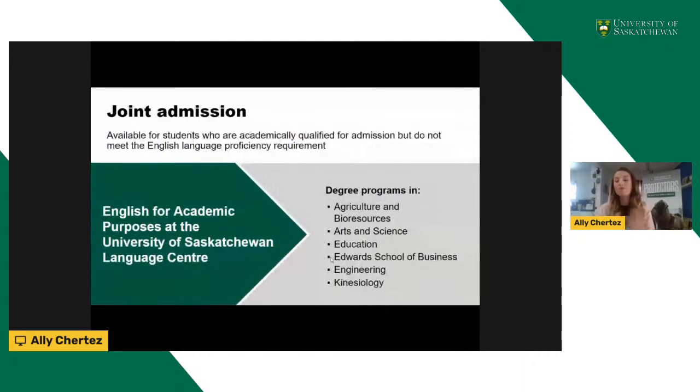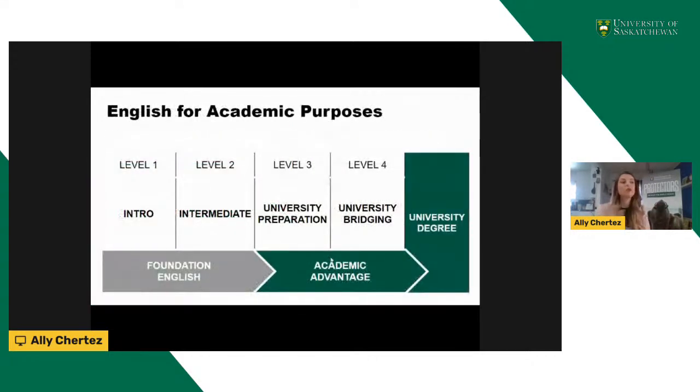Now, you might recall when we started the presentation earlier today, I provided the contact information for the recruitment, admissions, and transfer credit team, but also for our University of Saskatchewan Language Center. And that is because we do offer joint admission for students that are academically qualified and they meet the admission requirements for their academic program, but do not meet the English proficiency requirements. So for these, we offer joint admissions and you can start a joint admission application with me here today. And this is to an English for academic purposes program.